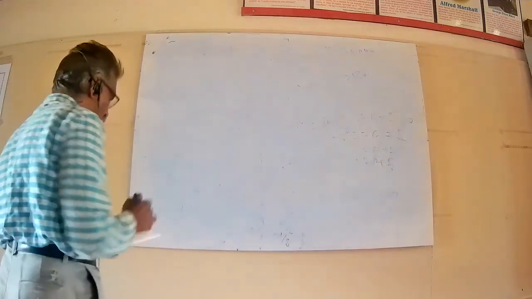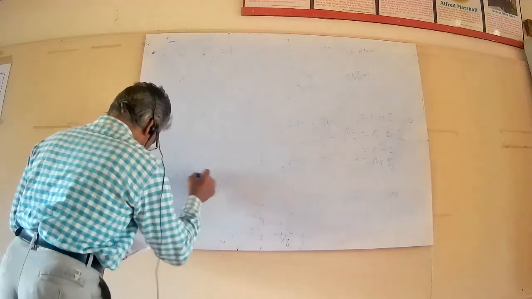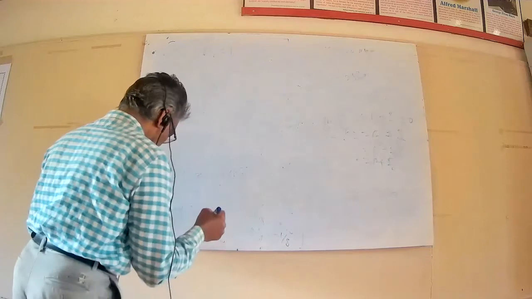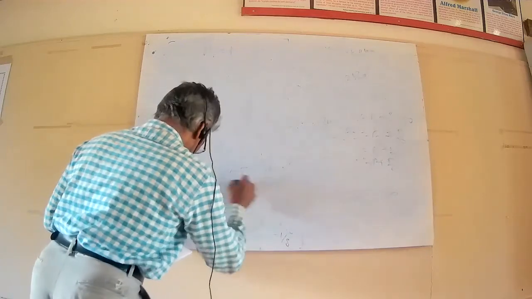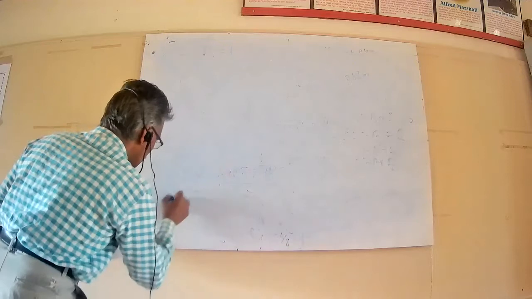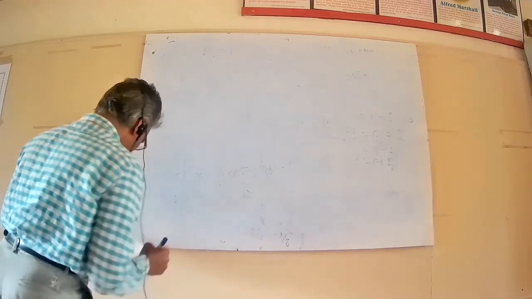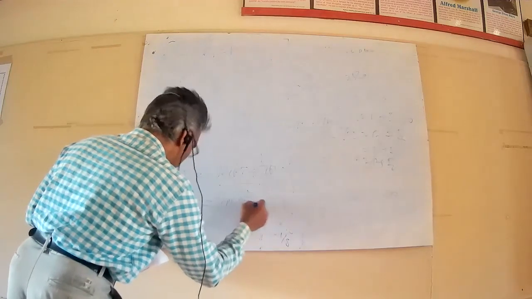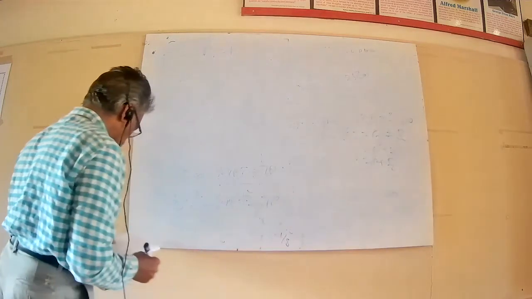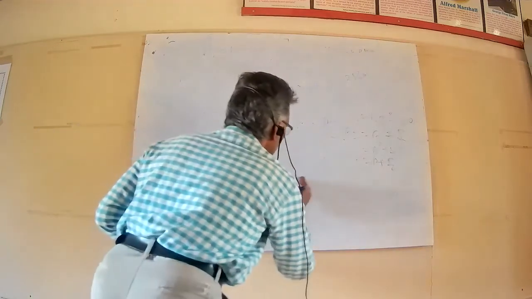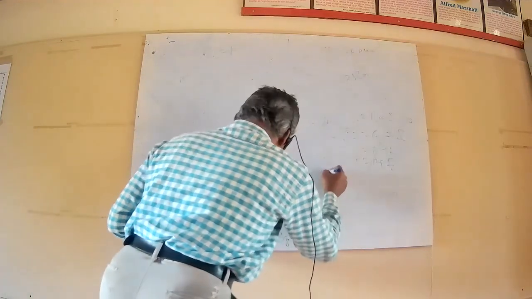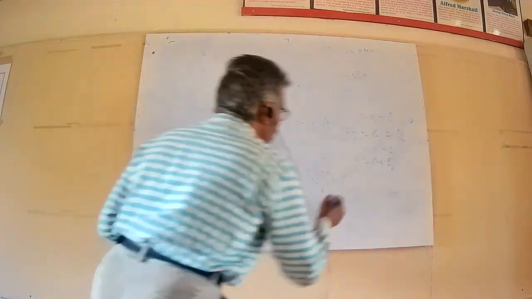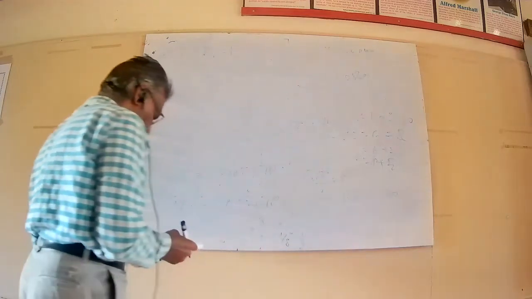Or 8 PT equal to 14 PT plus 7P divided by 2, or 16 PT equal to 14 PT plus 7P, which implies 2 PT divided by 7 equal to P. So we get P. Now P equal to 2 PT divided by 7.